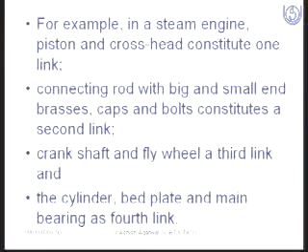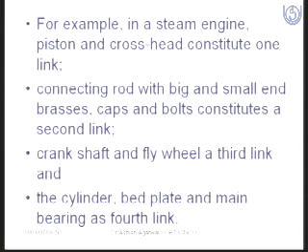In a steam engine, the piston and the crosshead constitute one link. Crosshead, as you remember, is a part which guides the piston in the cylinder. The connecting rod with big and small end, bushes, caps and bolts constitutes the second link. The crankshaft, which rotates along with the flywheel, is the third link, while the cylinder, bed plate and the main bearing act as a fourth link.